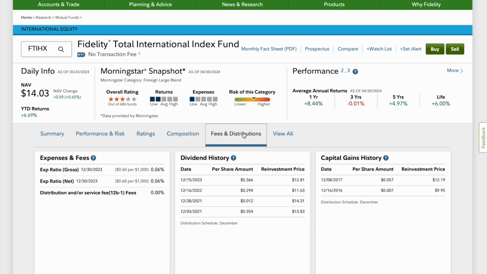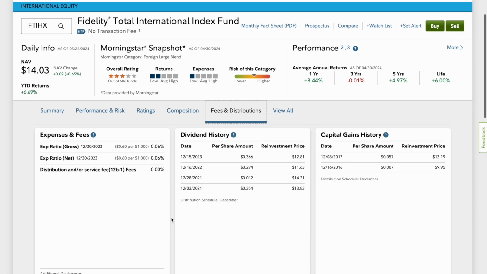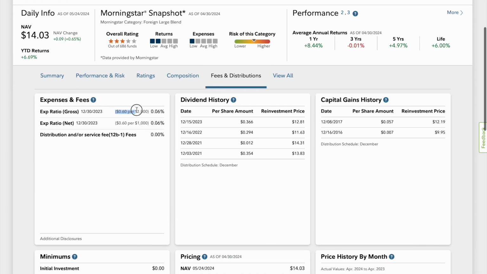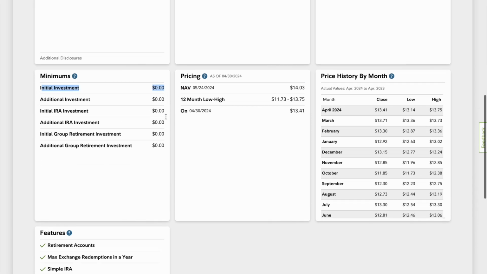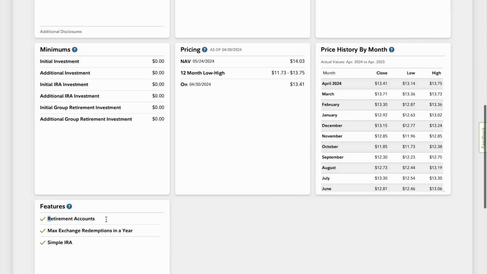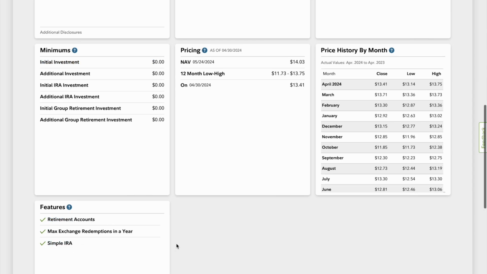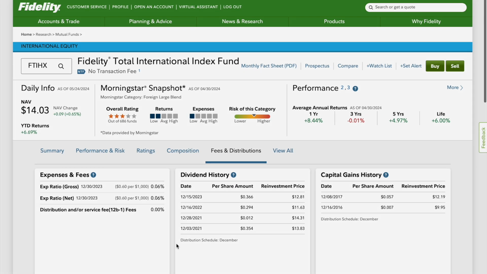When you review the fees and distributions, you are going to pay 60 cents per every $1,000 that you have invested. So that means 0.06%. The dividend history, basically once a year, every December you receive it, and it's about 29 cents or 36 cents. It's been increasing, which is nice to see. I also enjoy that you have no initial investment requirements. It's $0 to get in, and you can buy this whether it's in a retirement account, simple IRA, or you want to buy it in a taxable account. That's all up to you.